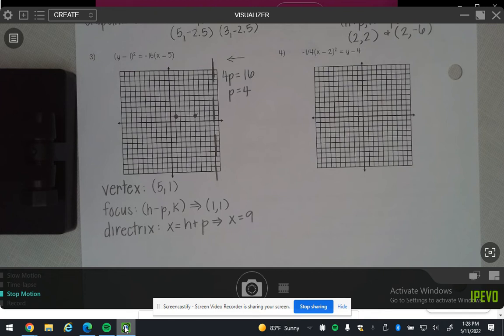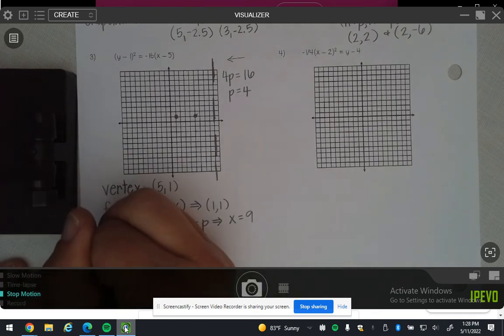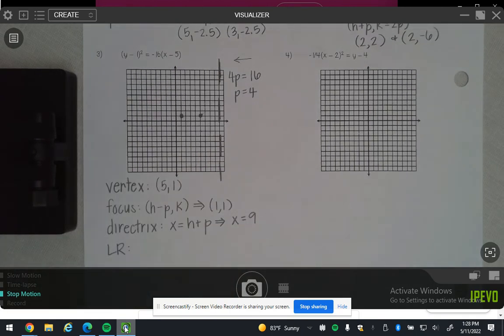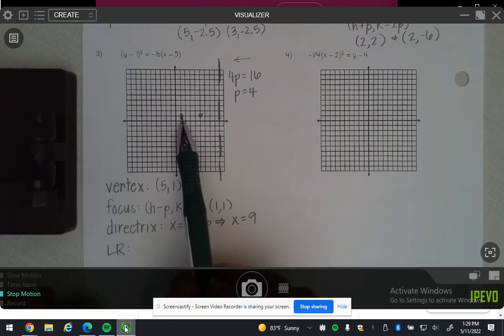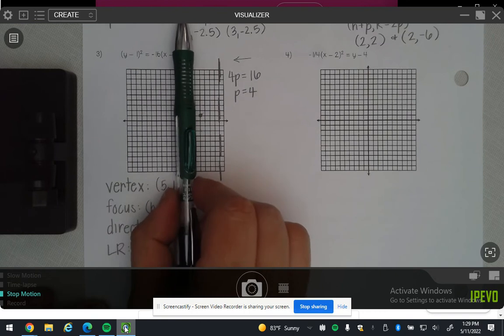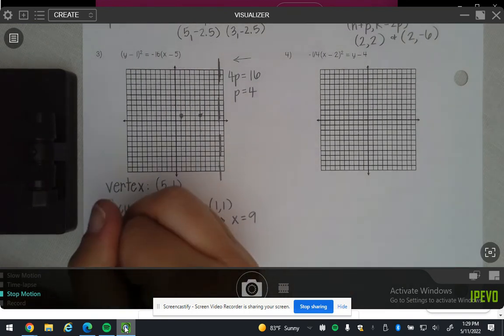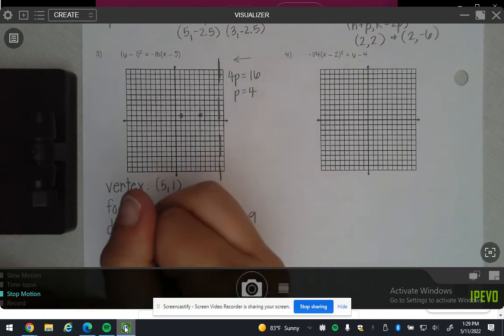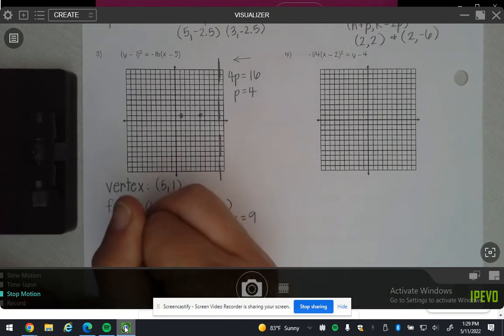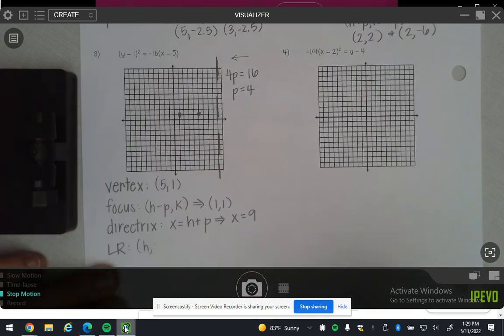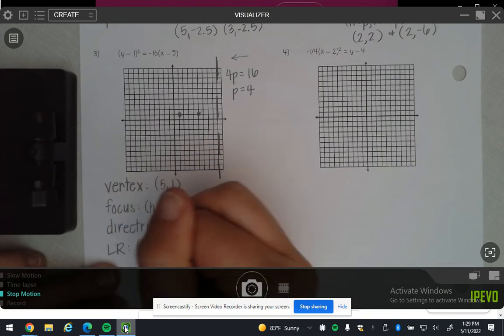What's the last thing we have to find? Your endpoints. Now, they're based off of your focus. They're going to be this direction. Oops, off of your focus, sorry. So it's h minus p, comma, k plus or minus 2p.